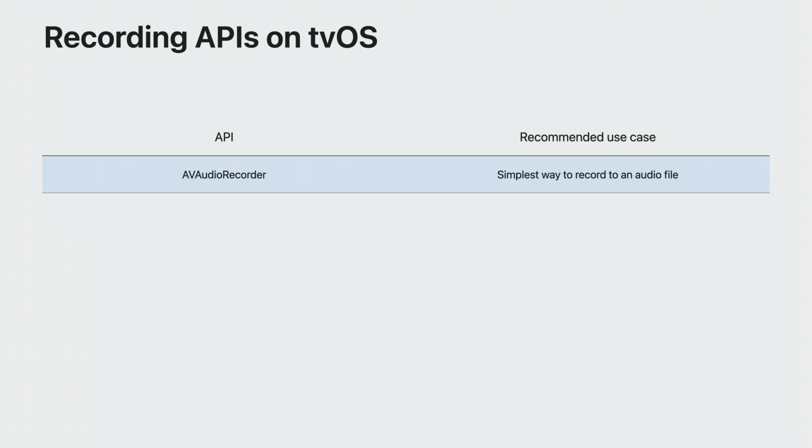Now, let's talk about the diverse set of recording APIs and their recommended use cases. First up, AV Audio Recorder. This is the simplest way to record to an audio file. And if all you need to do is record whatever comes into the microphone for a non-real-time use case, AV Audio Recorder is your go-to option. It can be configured with a variety of encoding formats, a specific file format, sample rate, etc.